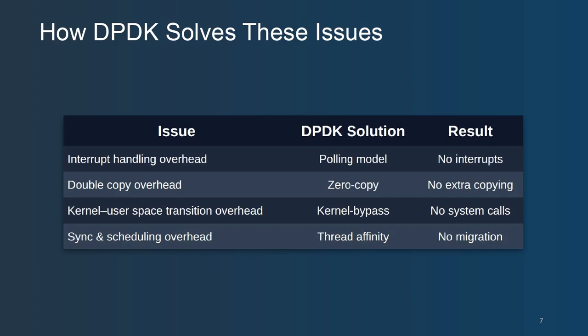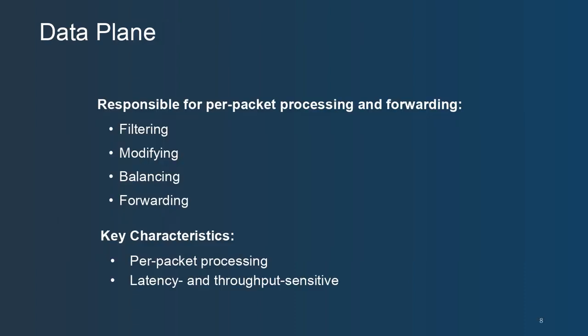Finally, we looked at synchronization and scheduling overhead. Normally, threads migrate between cores. DPDK uses thread affinity. Threads are pinned to specific cores. This prevents thread migration, keeping caches hot, and ensuring predictable performance. The overall result is highly efficient resource utilization, near elimination of software overhead, high packet throughput, and deterministic low latency. To better understand where DPDK operates, we now need to talk about a key architectural concept, the data plane and the control plane.